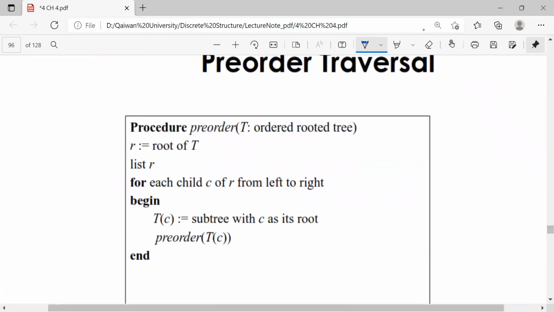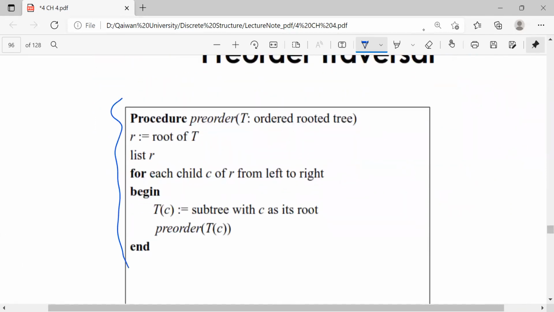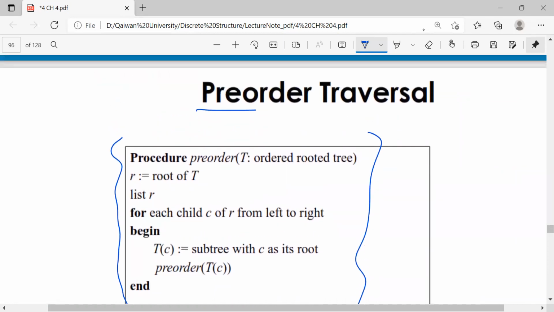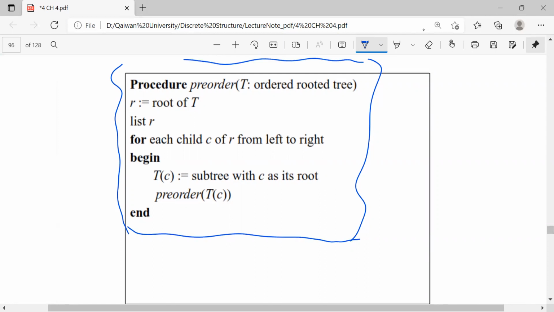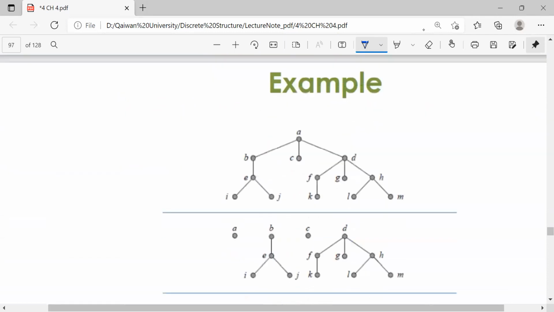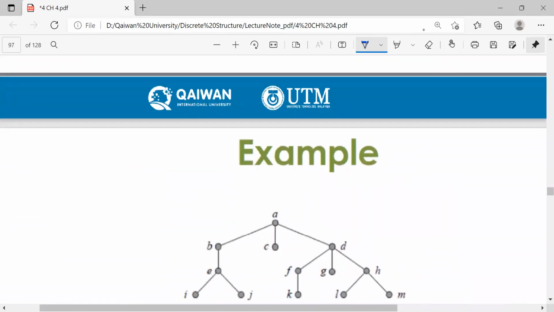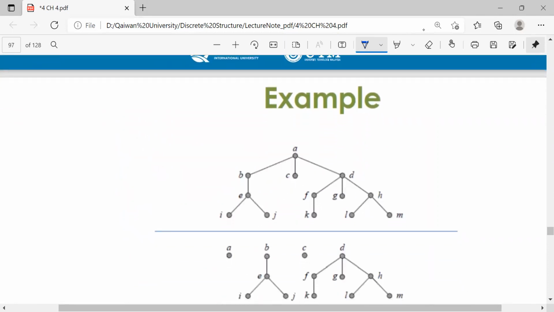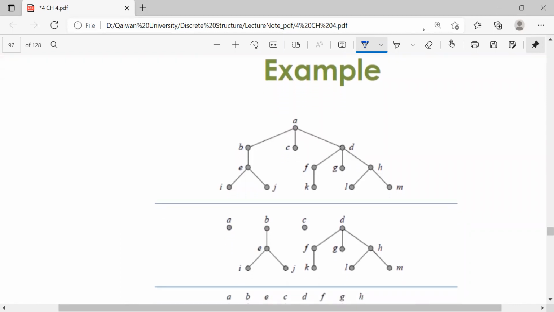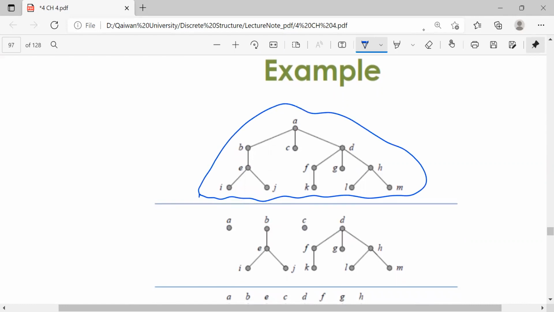This is the procedure or the process of working for pre-order. For pre-order traversal, we first write down the root, then left subtree, and then right subtree. This is the procedure or the algorithm for doing this process. Here we have an example. In this example, we have a given tree. We just work on trees for these three types of traversals. For this tree, we are gonna find the pre-order.